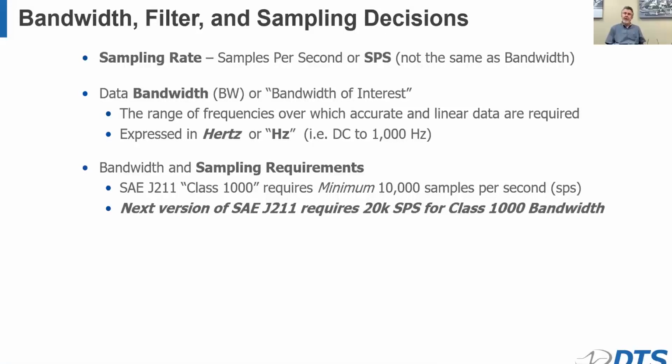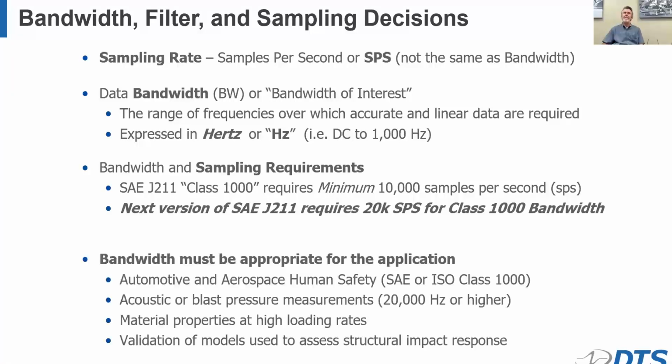There are actually a lot of requirements for data bandwidth and sampling. If you're using the SAE J211 or ISO 6487, the required bandwidth is what's referred to as class 1000, and the minimum sampling rate is 10 times that 1000 hertz. The next version of SAE J211 will in fact require 20,000 samples per second.